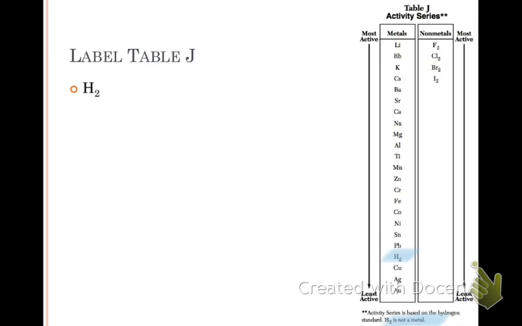So if we take a look at this, the elements towards the top of the table are going to be the most active, the elements towards the bottom are the least active. So we've seen this in terms of different reactions. Oh, and don't forget on the right-hand side there are some nonmetals as well, and if we ever see any of the nonmetals in there, we'll use those.